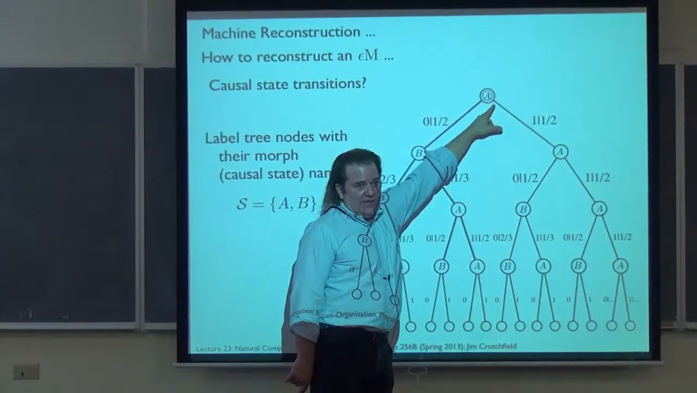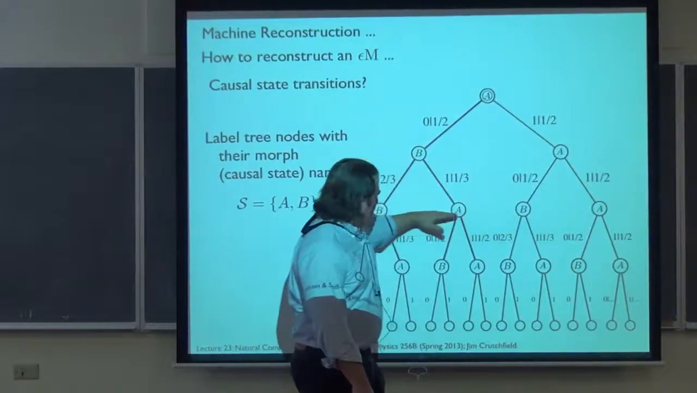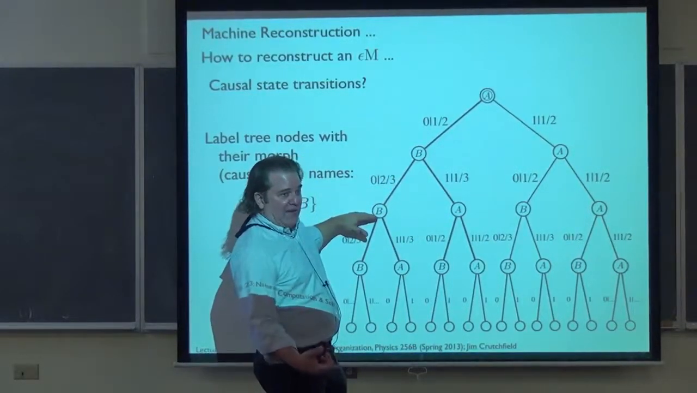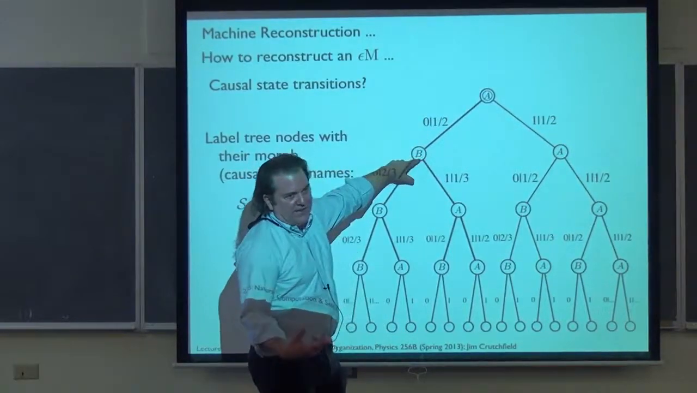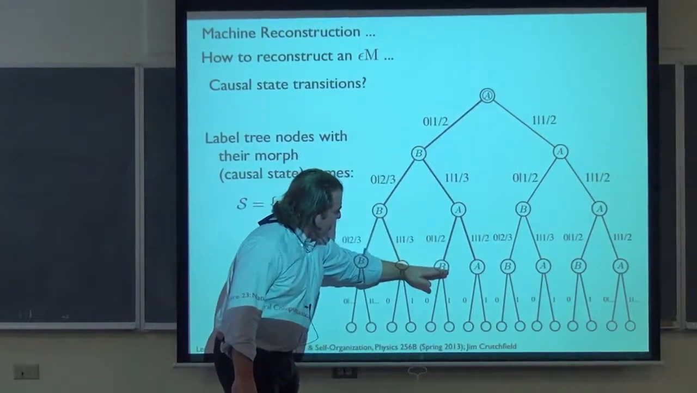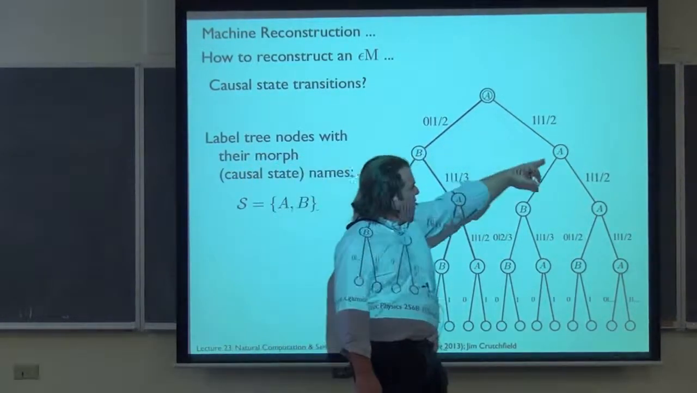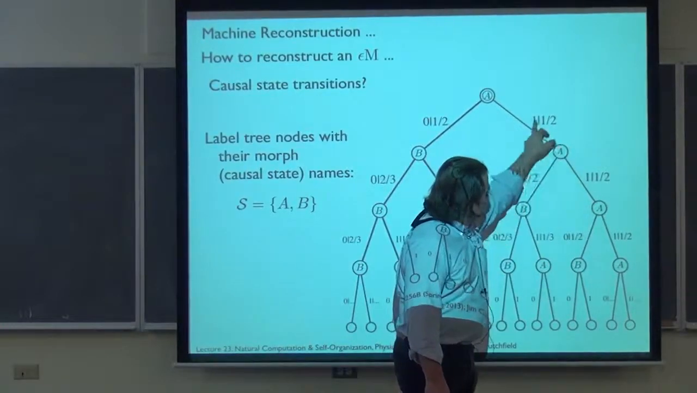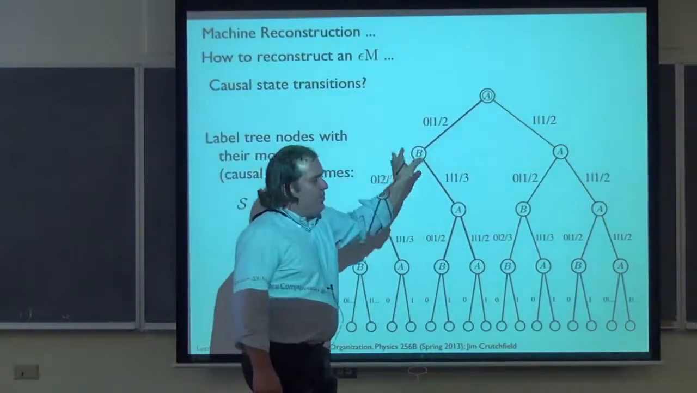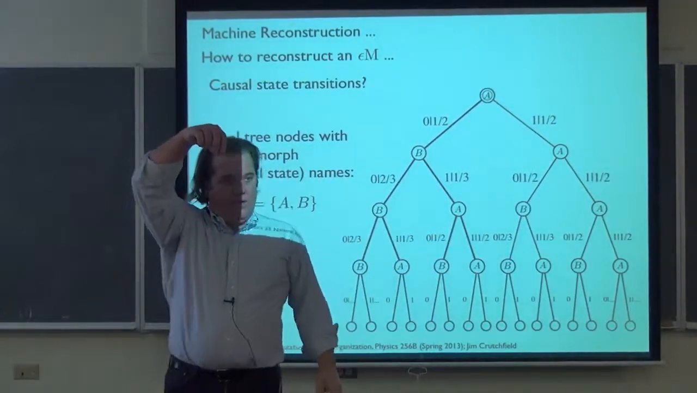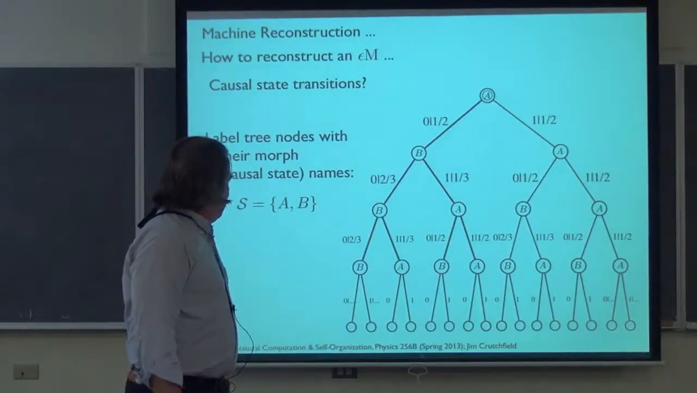Because if I haven't seen anything, that's the top tree node, my prediction is that it looks like this, two steps ahead. Well, that's A. That's the subtree A. If I come down, if I've seen a 0, well, this is the example I gave you, then hanging beneath it there's a depth 2 tree that's the B morph. If I saw 1, then I have the A morph. If I saw 1, 1, I have the A morph down here, and so on. I just go through and relabel the tree nodes with the subtree name for the morph hanging beneath it.